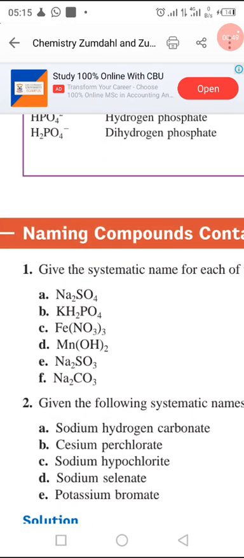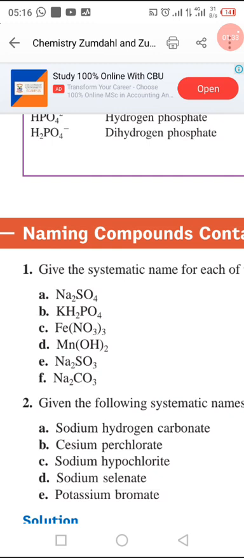We have to name these compounds. I think from question 1 and 2, then the others you can go ahead. I'm going to name them according to the articles that have been presented to you, the common articles that we use in general chemistry. For instance, the first question, question number 1, part A, we've got sodium sulfate.